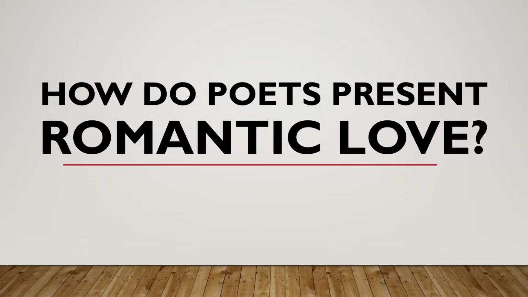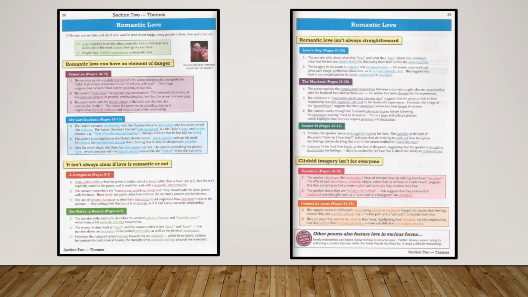Today's question is, how do poets present romantic love? So to help you with today's question on the theme of romantic love, I provided you with some resources. These are pages from the textbook. So either have the textbook in front of you or you can open up the PDF files in Classroom. And the point of this resource is it does give you some very precise notes for a range of poems on the theme of romantic love. This means that when you choose your poems today, these are the poems that the textbook is recommending.